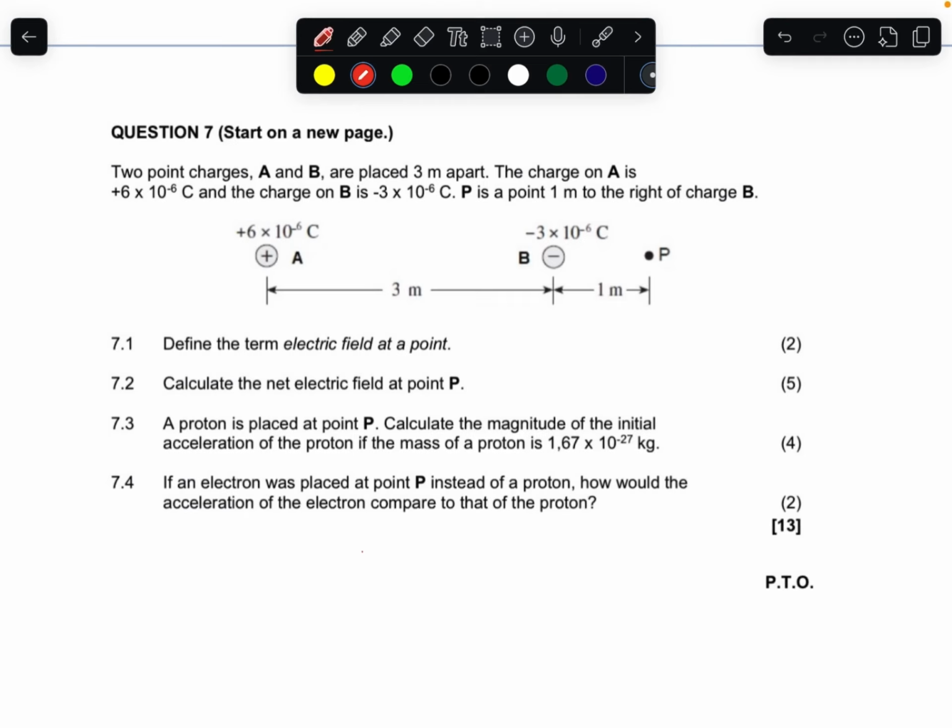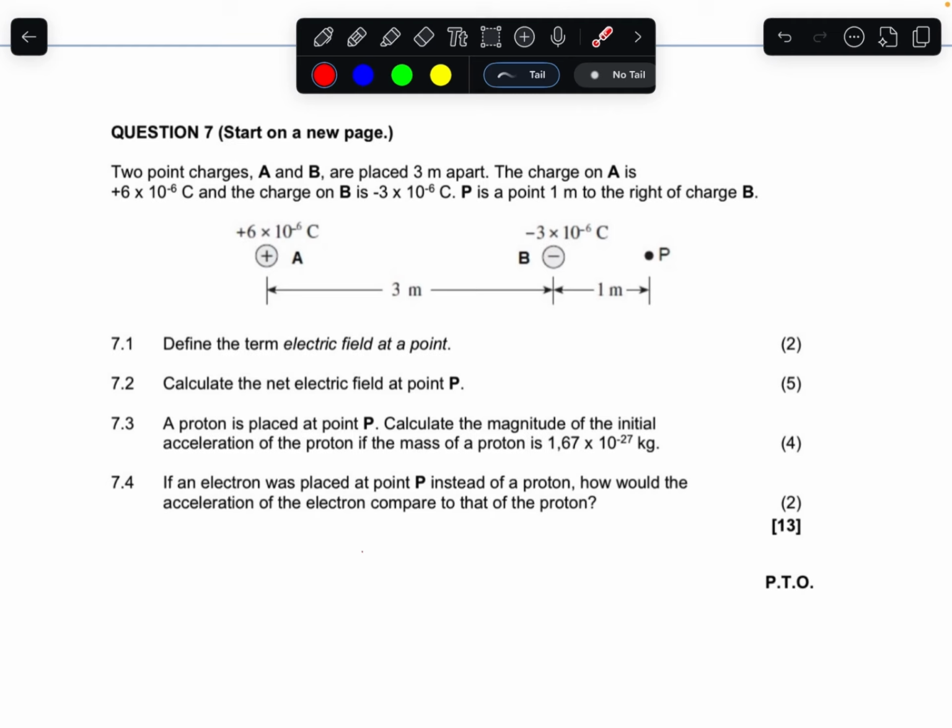Question 7 is electrostatics. It says two point charges A and B are placed 3 meters apart. The charge A is positive 6 times 10 to the power negative 6, and the charge B is negative 3 times 10 to the power 6. P is 1 meter to the right of B. So here are the charges. A is positively charged and B is negatively charged. The distance between them is 3 meters, and from B to P, which is this point, it's 1 meter apart, right?